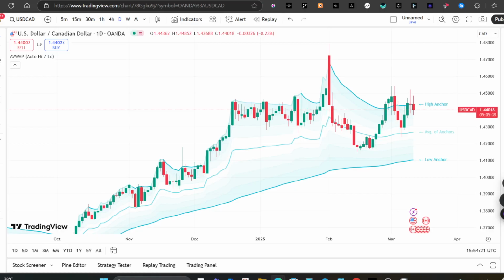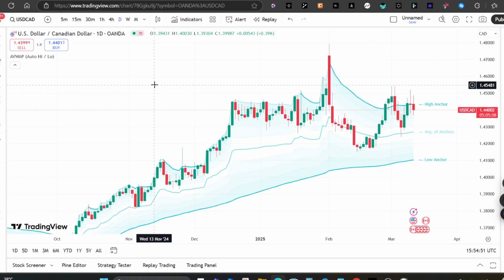So this makes it a game changer for traders who want to track the true value of price action over time. Now let us break down exactly how to set up and trade with the anchored VWAP indicator. So what exactly is the anchored VWAP indicator? VWAP stands for volume weighted average price. That is what VWAP stands for. It's a key level that institutional traders use to determine the fair value of an asset.